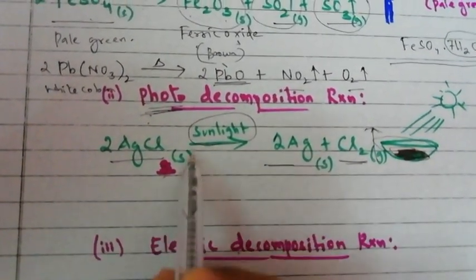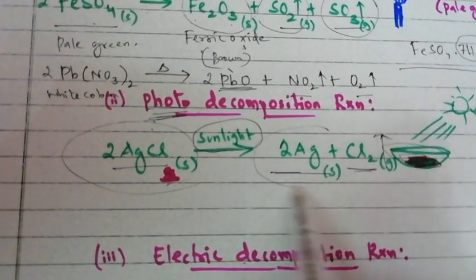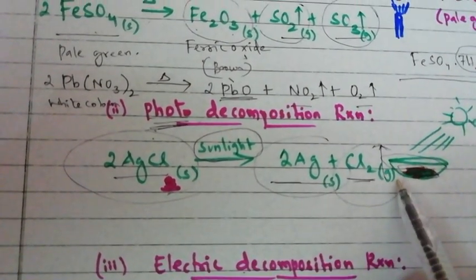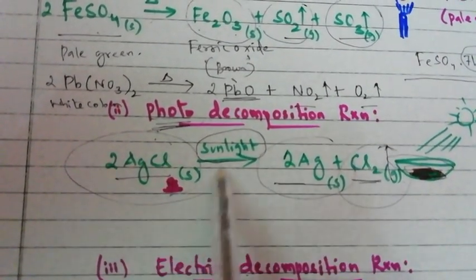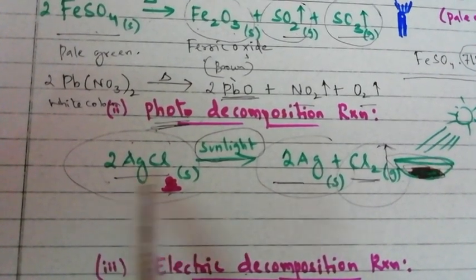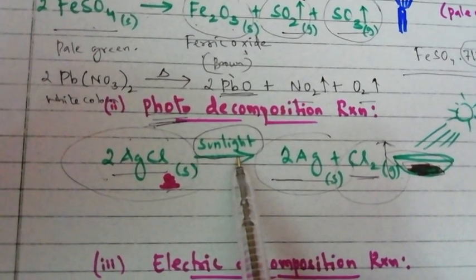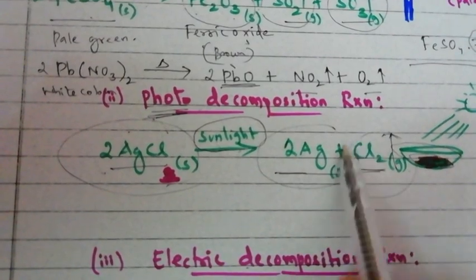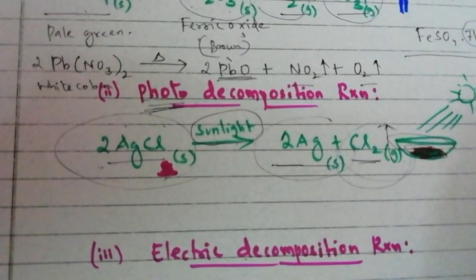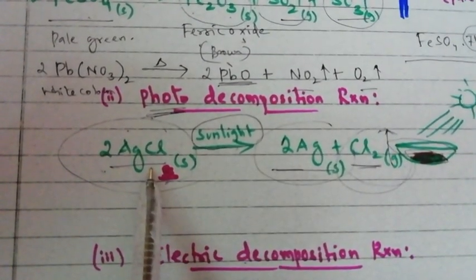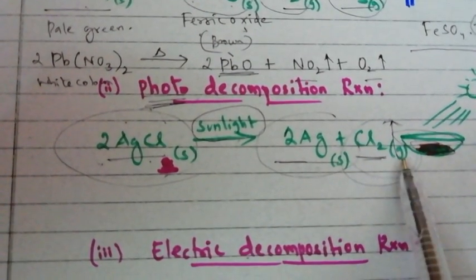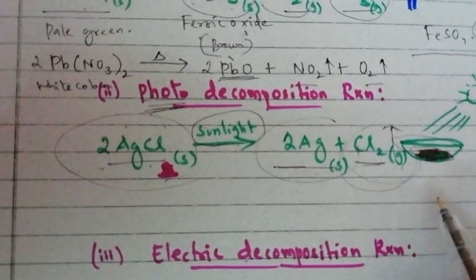So you can look at it. This is also a decomposition reaction. Single reactant. After the reaction gets over, you see that we get two different products. One single reactant becomes two products, right? It decomposes. You know what is decomposition?